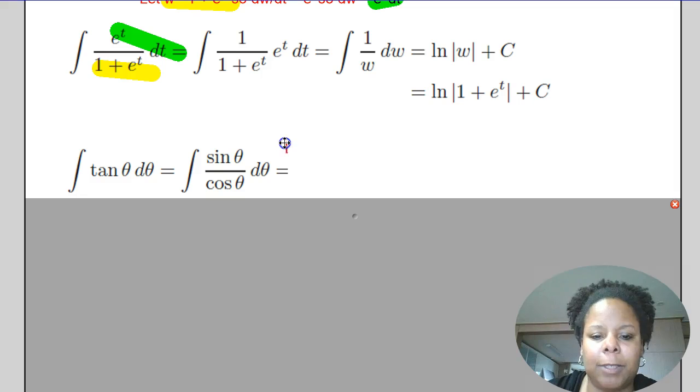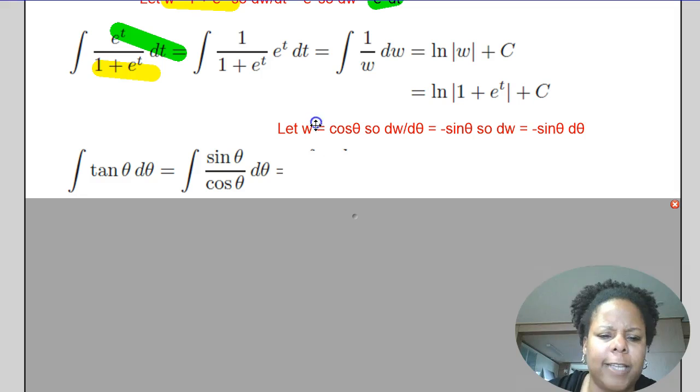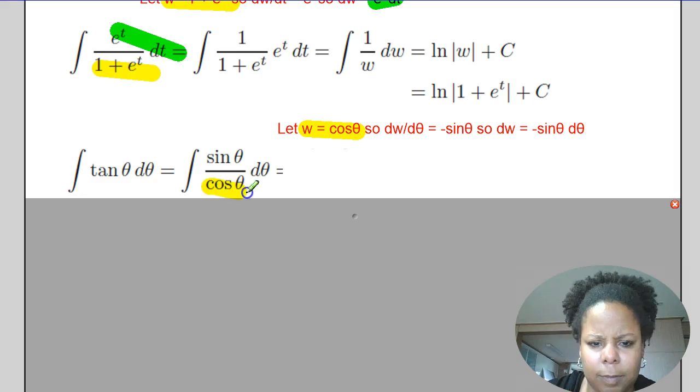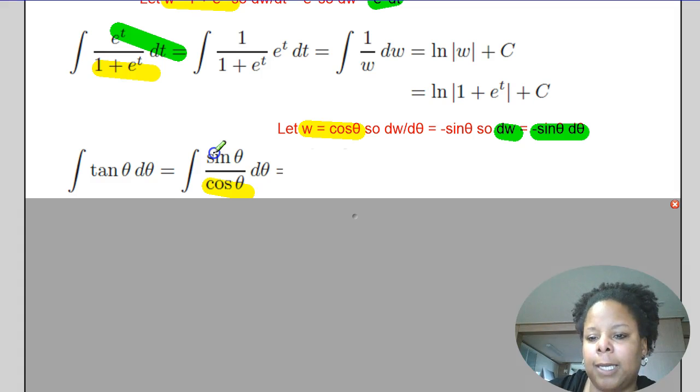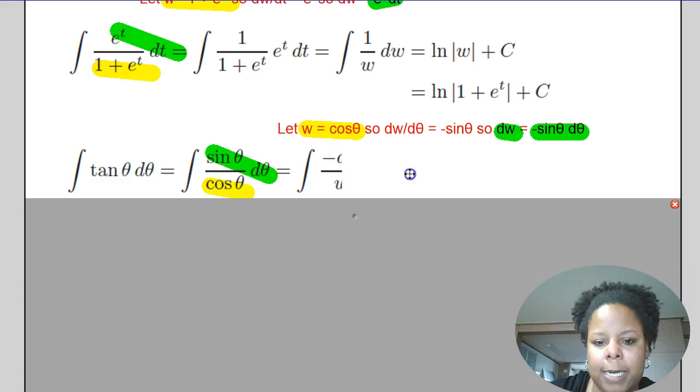So in this case, I'm going to let w be equal to cosine of theta. So dw d theta will be equal to negative sine theta. So dw will be equal to negative sine theta d theta. So what we have right here is we have our w, and then we have our dw, which is supposed to be negative sine theta d theta, but we don't have a negative, so what we're going to do is put a negative out here.